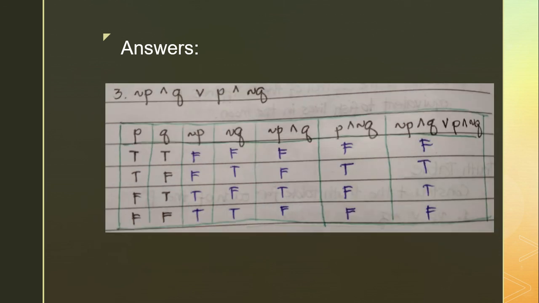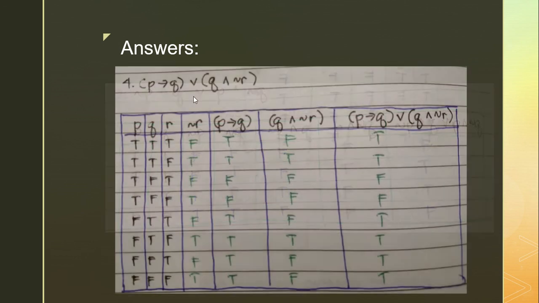For number three, so again, the rules of precedence. Top priority, not P first and not Q first, then this conjunction first. Now you have these two, and lastly disjunction. So this is the truth table for number three.